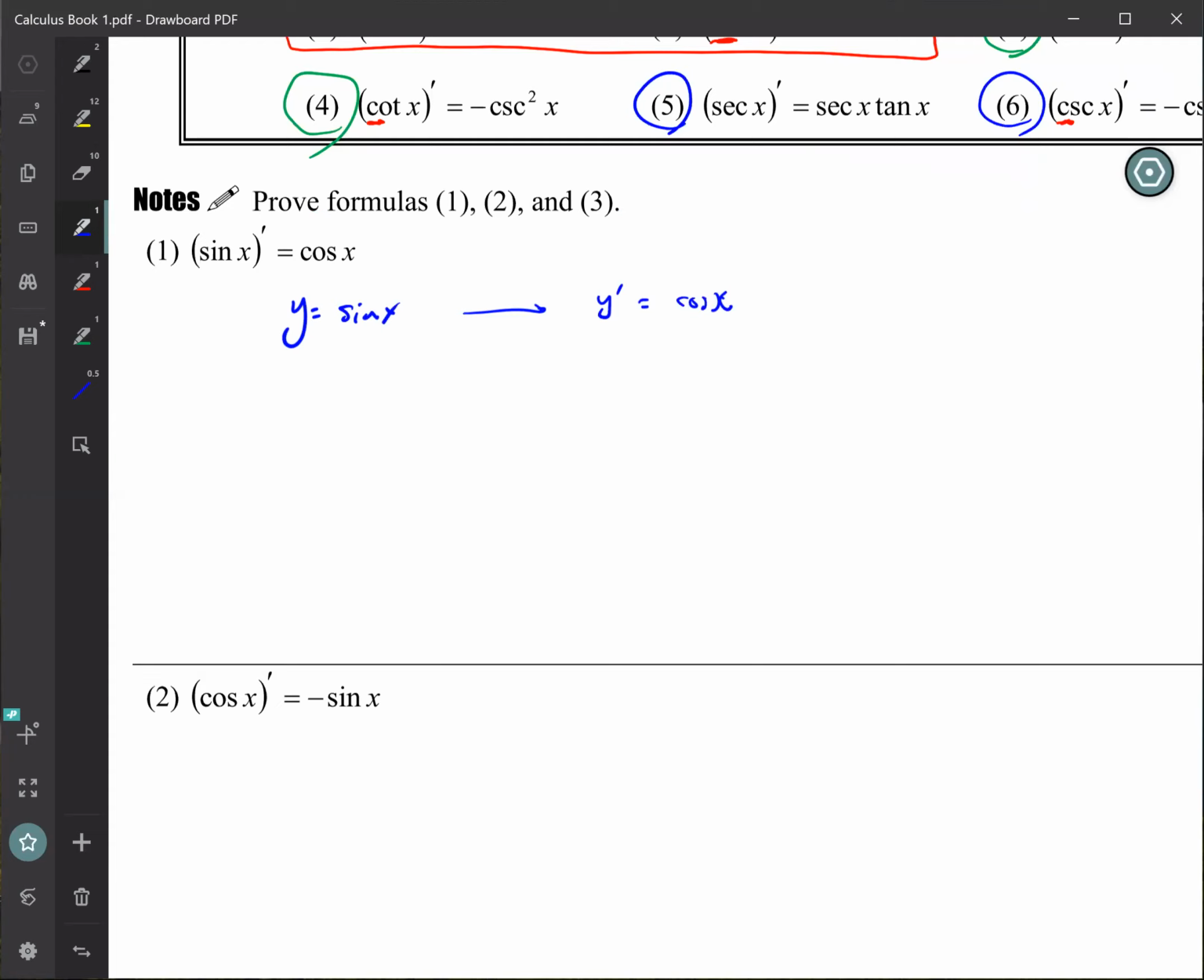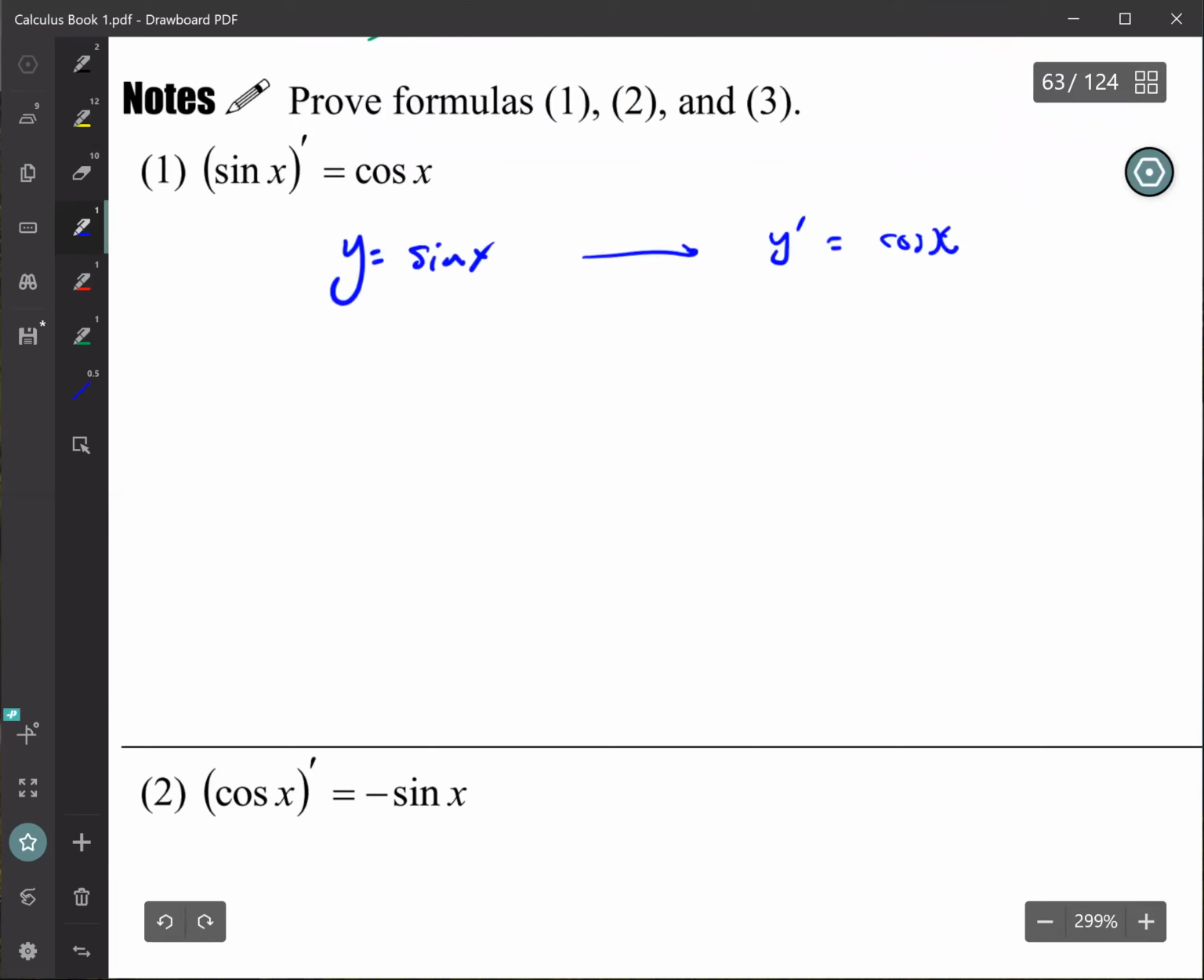So we could use our definition, because this is the derivative at any x. So it has to be the third definition. I will pick one of you. Do you remember the third definition, what it looks like?